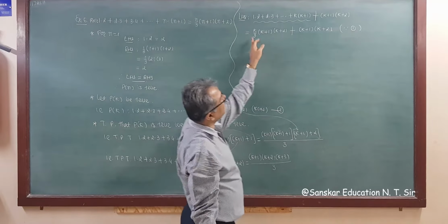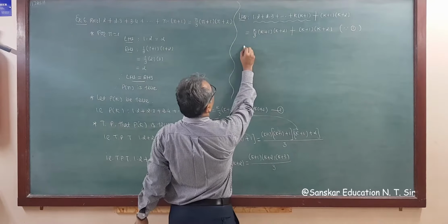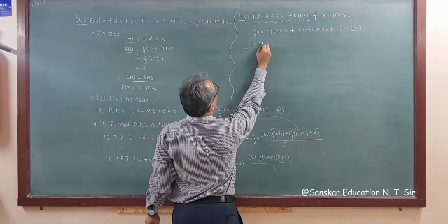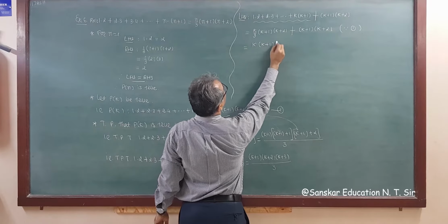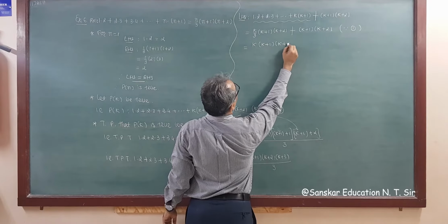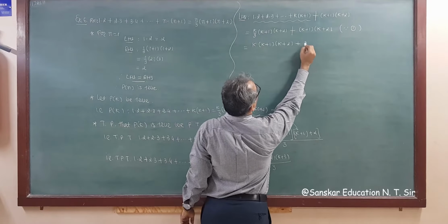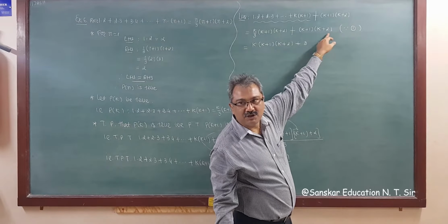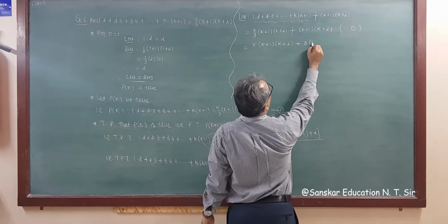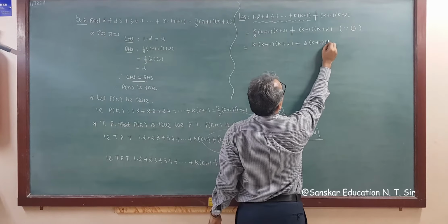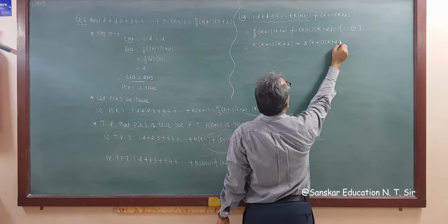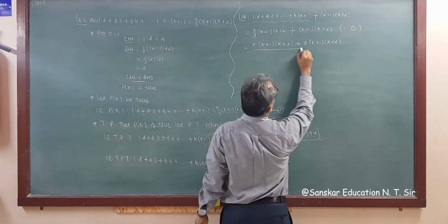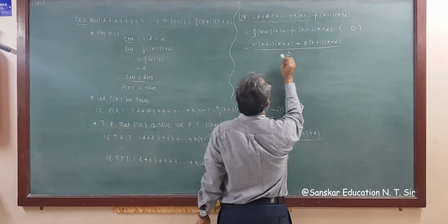Now taking LCM 3. So taking LCM 3, this is k plus 1, k plus 2 plus 3 times this is k plus 1, k plus 2. So 3 times k plus 1, k plus 2, whole upon 3 is the LCM.